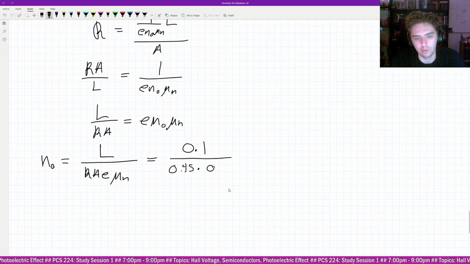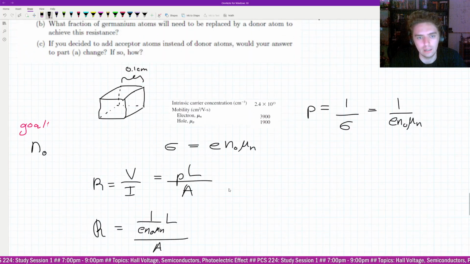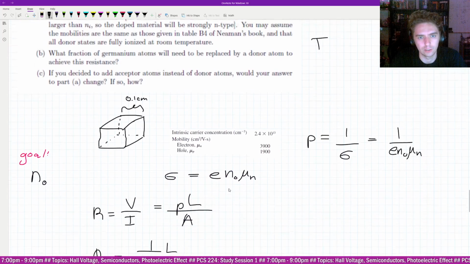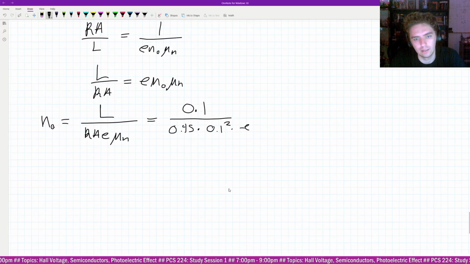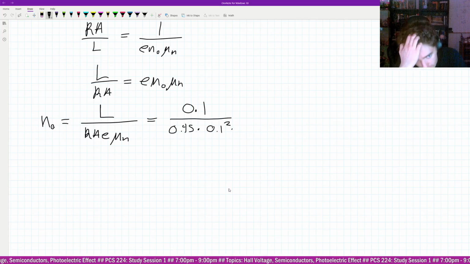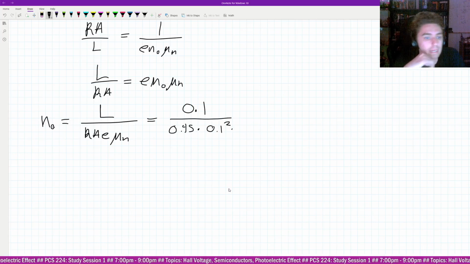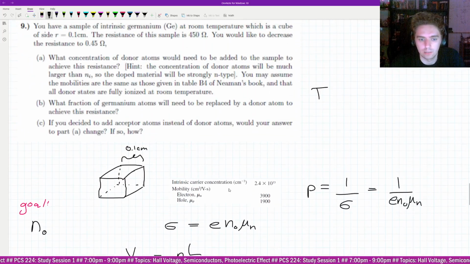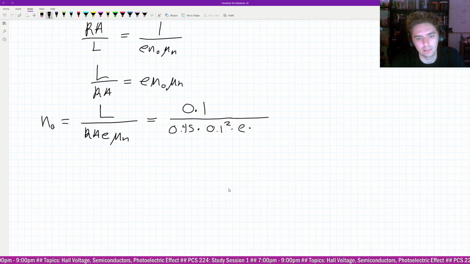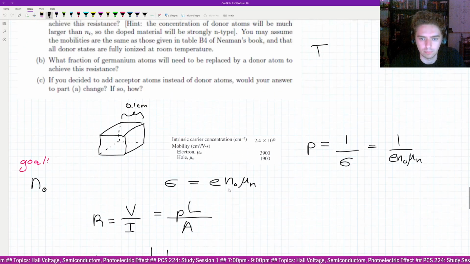Okay, area squared is 0.1 squared times E. No, negative E. Strongly N type, yeah. So negative E. But concentration has to be positive. So why are we getting a negative? Maybe I'm just missing a magnitude. Is there supposed to be a magnitude in one of these? Let's see, if I just do absolute value, if I just say E, let's see if we get the right answer. And if we don't, then maybe that's the point.